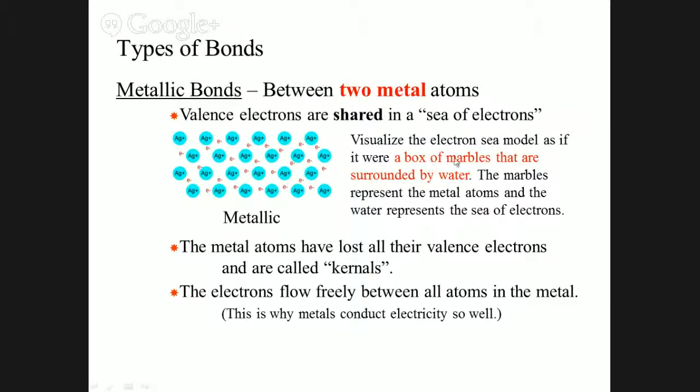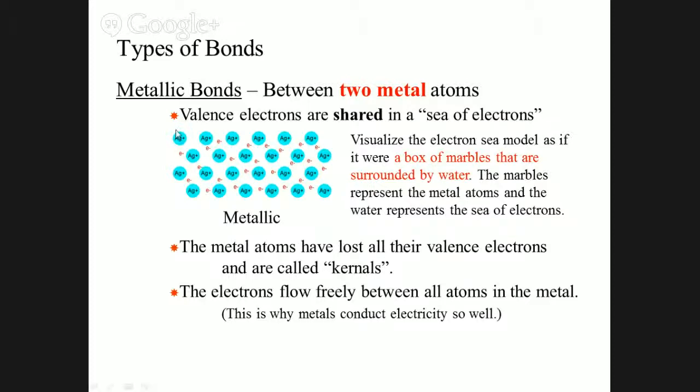A way to visualize this is to think you have a box or a jar of marbles, and they're surrounded by water. In other words, inside the jar are marbles with water. Now the marbles are packed and so they don't move, but the water is free to move in between the marbles. So if you were to tip the jar or box around, the water could slosh through. Well, they represent the sea of electrons.